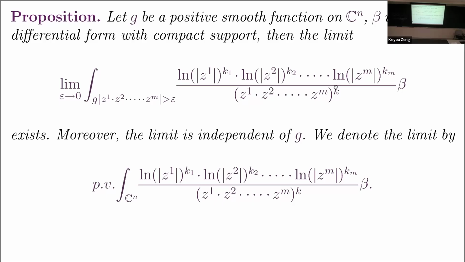So we denote this guy by using this symbol. Any questions? For n equals 1, is that a familiar kind of principal value? Yes, for n equals 1, that's familiar. And I think this proposition is not new. But our proposition might be a little bit different from what you can see in literature, for our purpose. But the proof is quite similar.